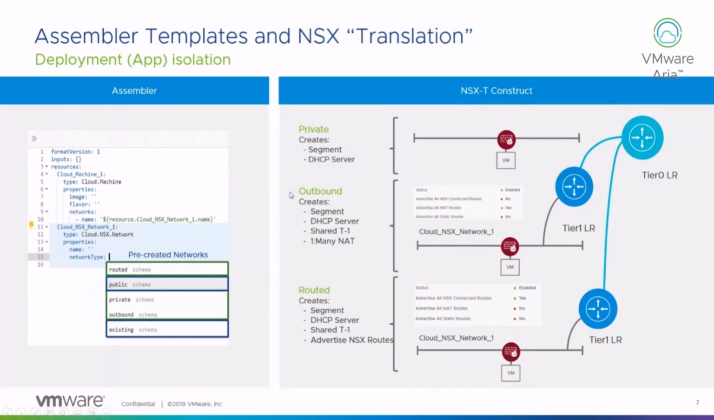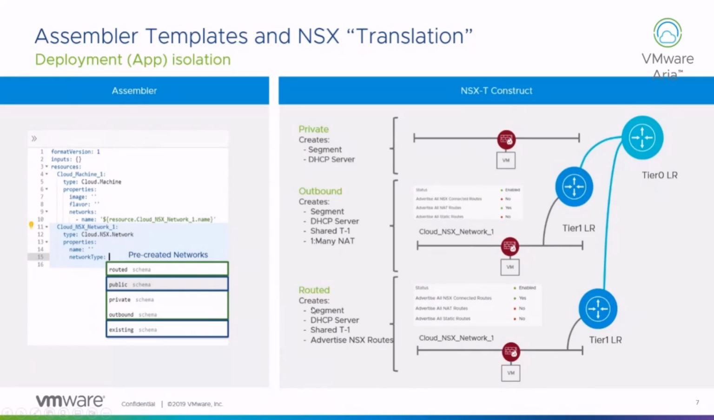One thing I want to point out is that within the outbound type, we advertise all the NAT routes on the T1. So all the workloads behind the tier 1 can communicate out if you want them to.